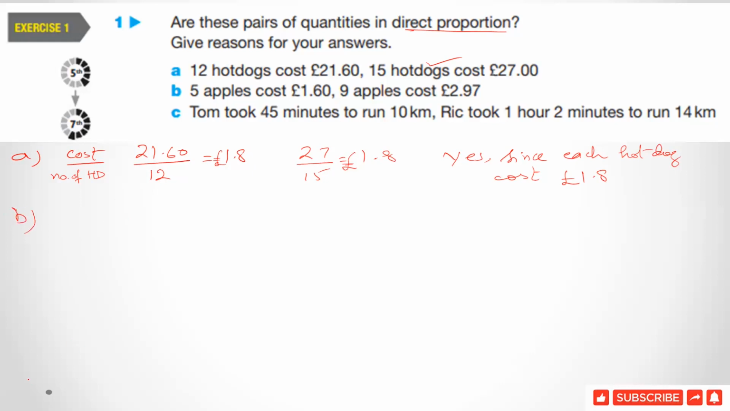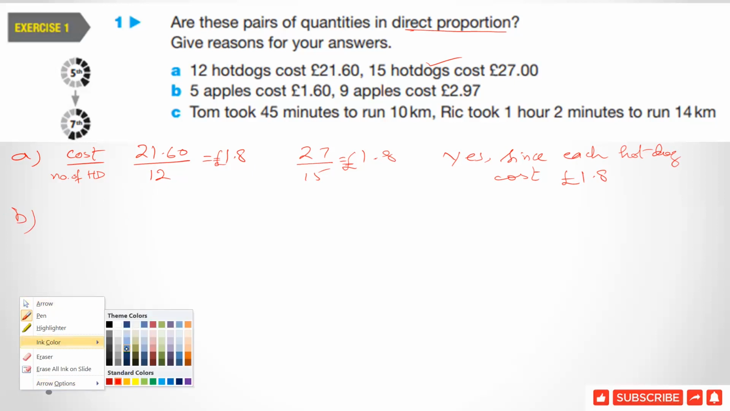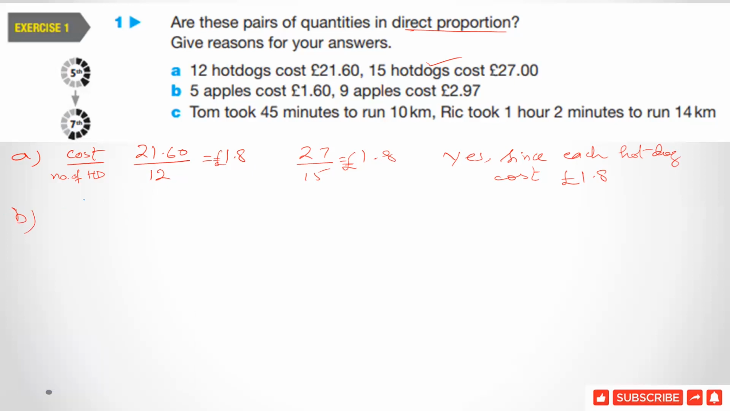Now question number 1, B part. We change the ink and make it blue. Now we check 5 apples. This one, 5 apples cost 1.60 pounds. Same thing. It is better if you can do it on your own. Check now. If you can do it before me, I think you will be the genius ones.